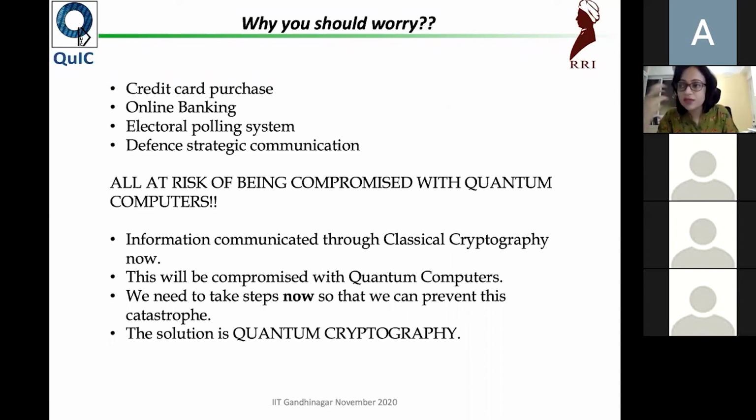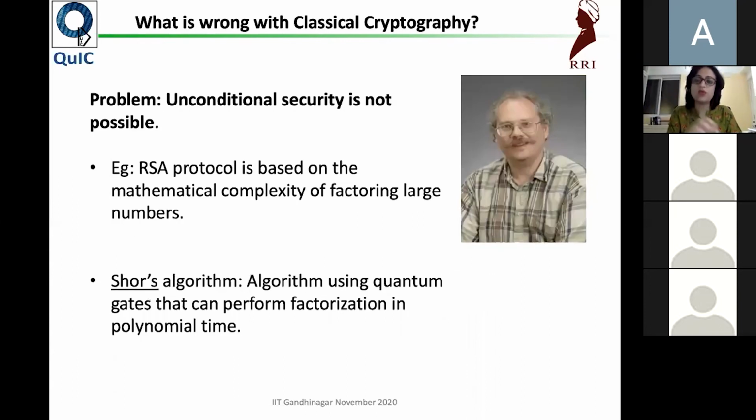Currently, this security of communication is being done using classical means, classical cryptography. Okay, so you have the information, it is encrypted with a key, and then the receiver also has the key and is decrypting it. And so this is the general idea of cryptography. But all of this is actually at risk of being compromised with quantum computers. And so the solution also has to be quantum, and that is where quantum cryptography comes in.